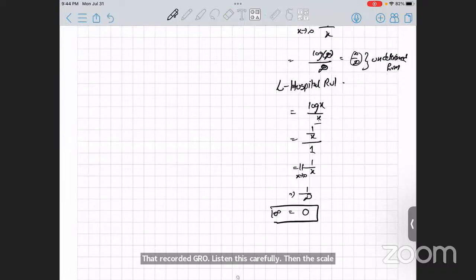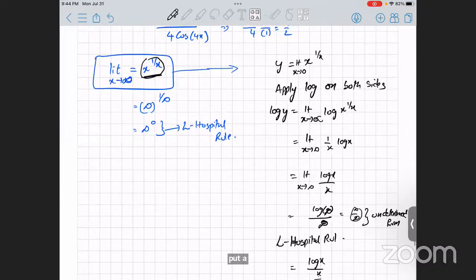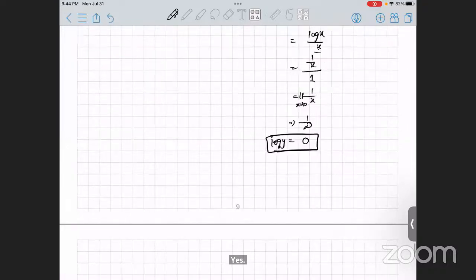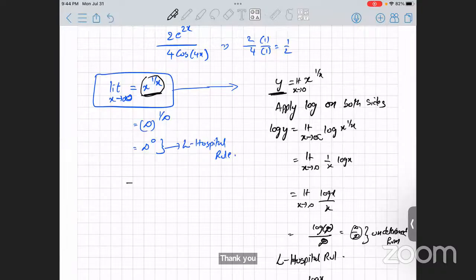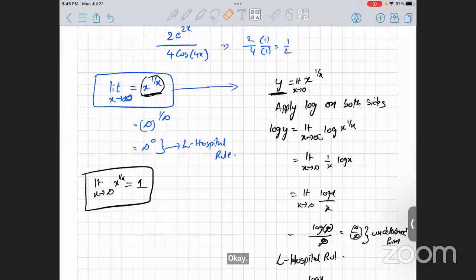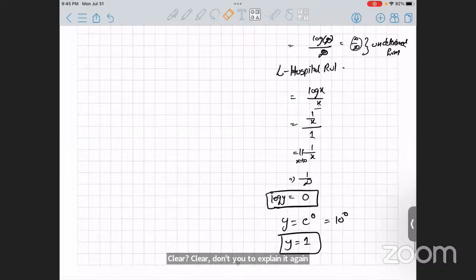Agree? Yes, sir. But we need the y value. y equals e power 0, which is 1. Yes, sir, 1 is the correct one. So y equals 1. Therefore, limit x tends to infinity of x power 1 by x is equal to 1. Clear, everyone? Should I explain it again? No, sir, clear. Go for the next.